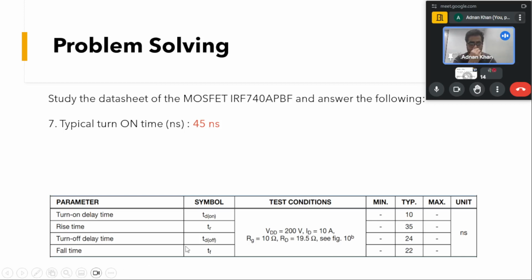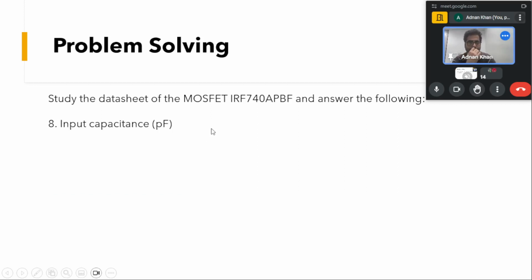After that, the turn off time is also given, and the fall time during which the current goes to 0, that is 22 nanoseconds. But here it is asking only about the turn on time, so we have to add up the turn on delay time and rise time. That will be 35 plus 10, the total time our device would take to turn on, that will be 45 nanoseconds.